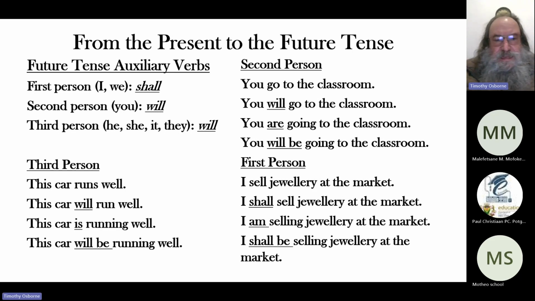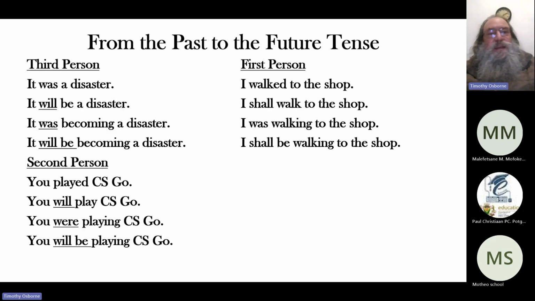And that becomes, I shall be selling jewelry at the market in the future continuous tense. Okay, we're doing quite nicely. Let's move on. Now we're going to go from the past tense to the future tense. It's a much greater jump. I'm sure you'll agree. Okay, we'll start with the third person again.